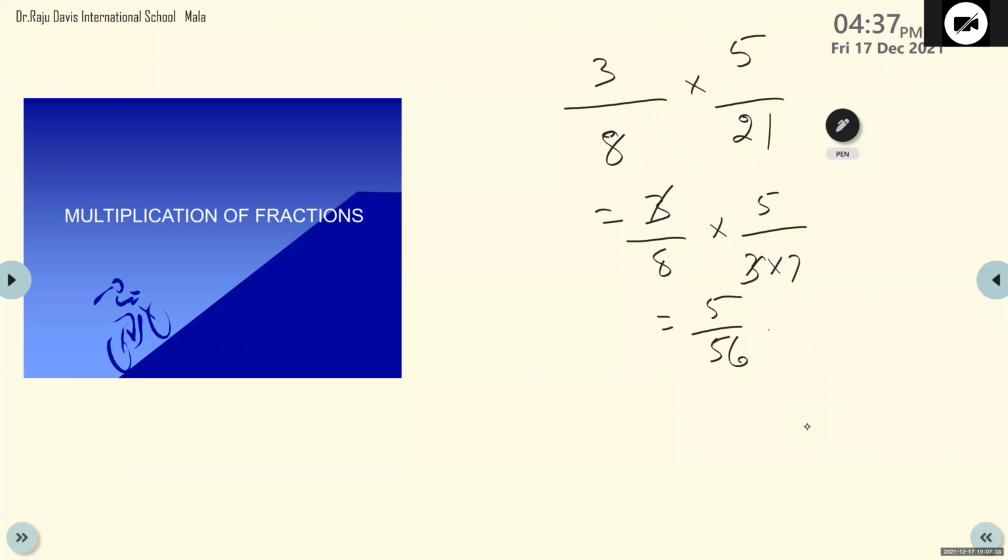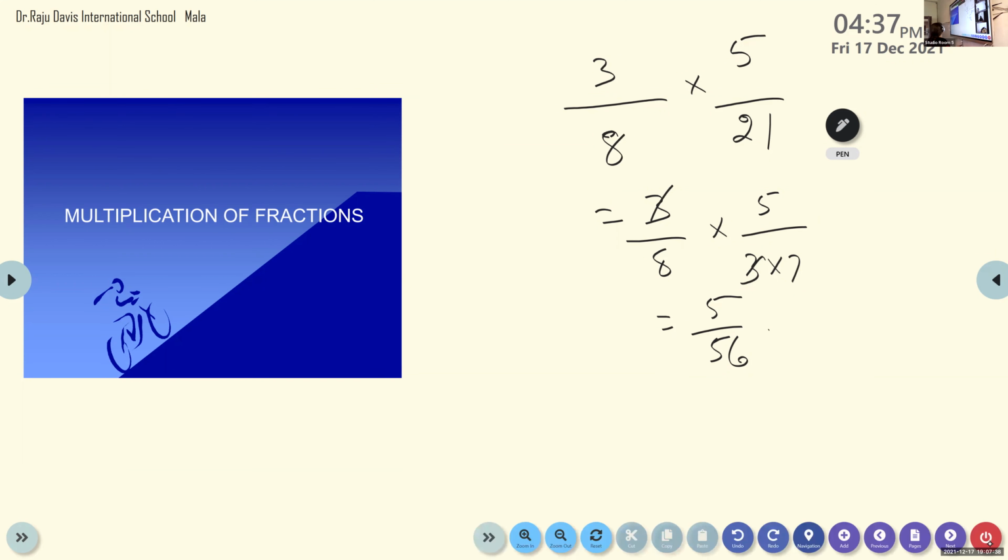Yes. Multiplication of fractions. Heading you write. Multiplication of fractions.